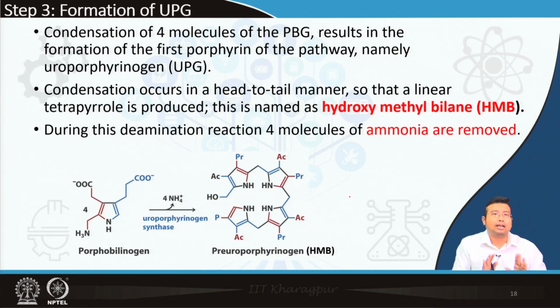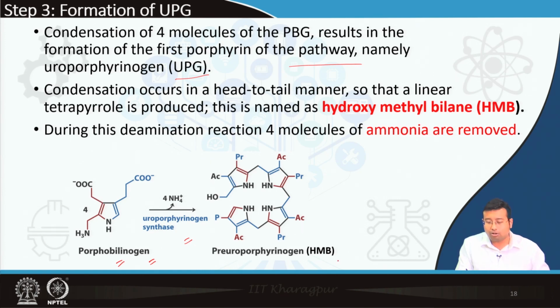So, what happens after formation of porphobilinogen? Four molecules of porphobilinogen result in the formation of the first porphyrin of the pathway, that is uroporphyrinogen. Uroporphyrinogen is a cyclical compound, this is not yet cyclical. You can see the enzyme uroporphyrinogen synthase; actually the 4 porphobilinogen combine in such a way that a linear tetrapyrrole ring is formed, it is not yet cyclized.